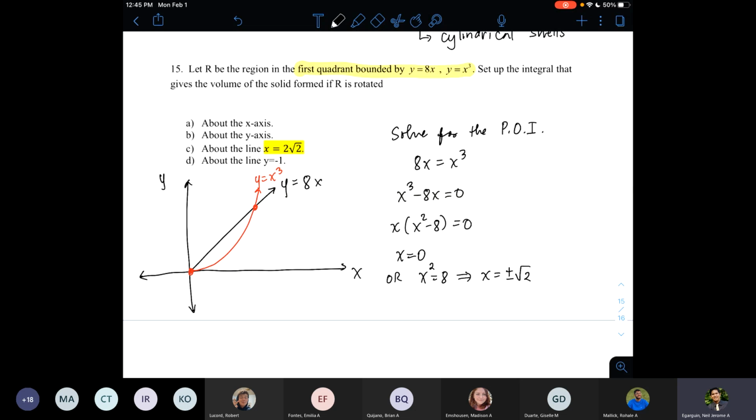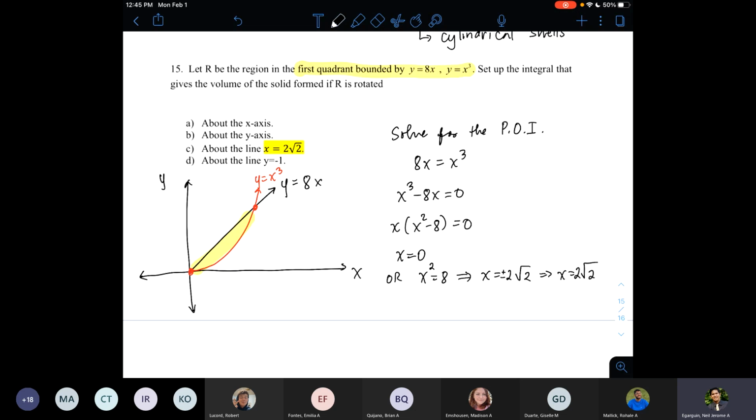But since we are just in the first quadrant, I can drop the negative root and say that x is equal to positive root of 8, because root of 8 can be written as 2 root 2.